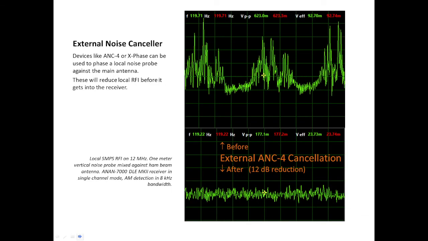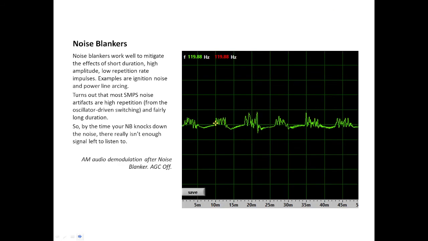I can also use the external noise canceller that we talked about before, like the ANC4 or the X-phase, and I'm getting at least 12 dB of reduction, before and after, you can see here, with the external. So that's an example of what I do to knock down noise from switch mode power supplies. It's still there, it never goes away, but it can get quite low.